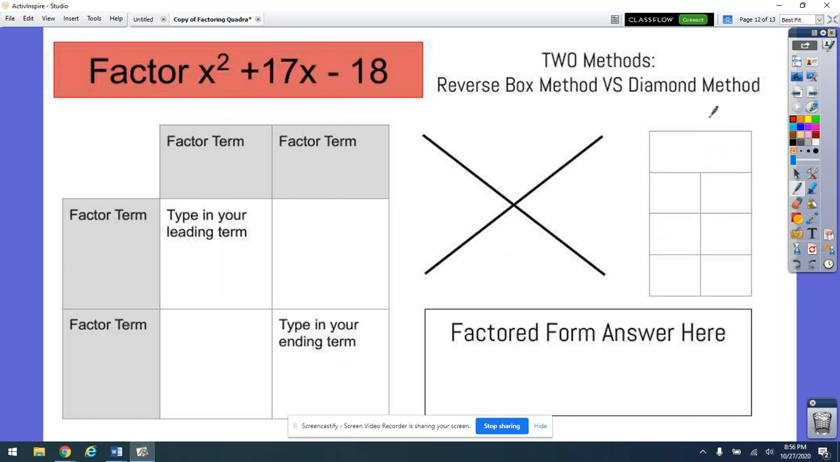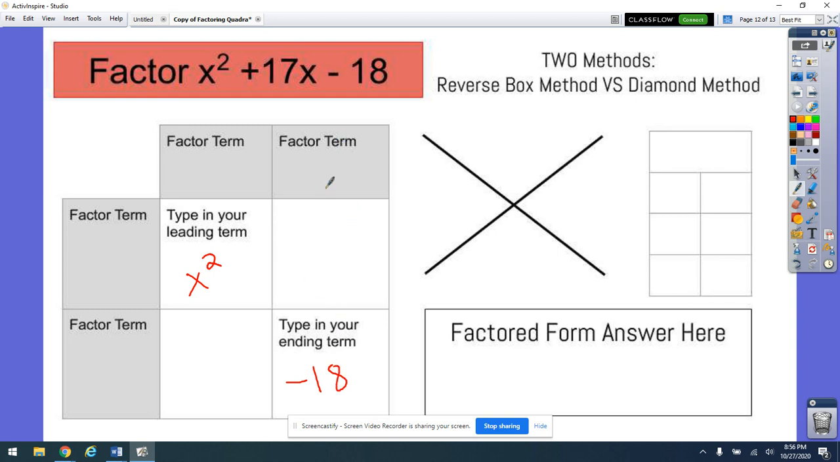Let's do one more example, and then you guys can practice on the next slide, so the next 5 problems afterwards, just to get some practice in. So the first thing I want to do, same steps, type in your leading term. So I have my x squared. My ending term is a negative 18.